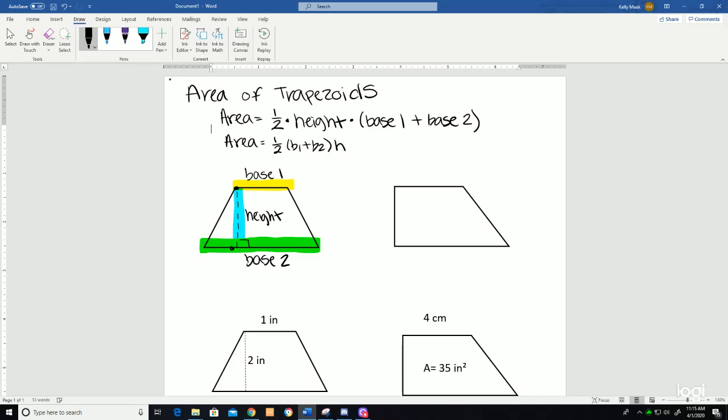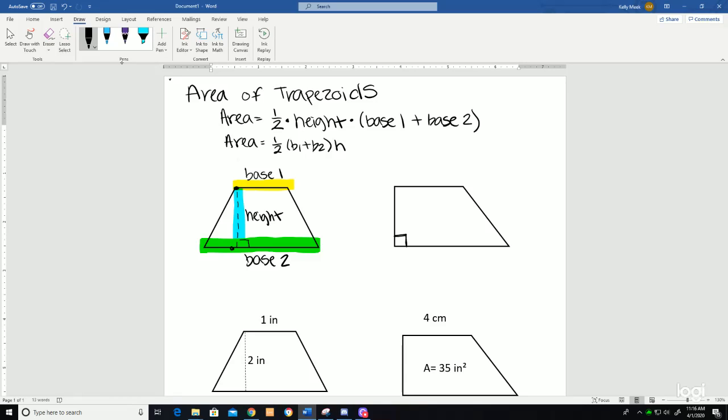So now that we know all the pieces, we can now plug things in and start solving. Now I did draw a second trapezoid over here. This is another type of trapezoid. It's actually called a right trapezoid. I'll give you one guess why it's called a right trapezoid. It's right. There is a right angle right here. You are so smart. Look at you getting that. All right.